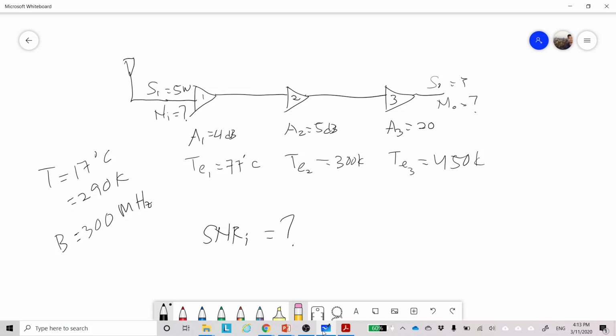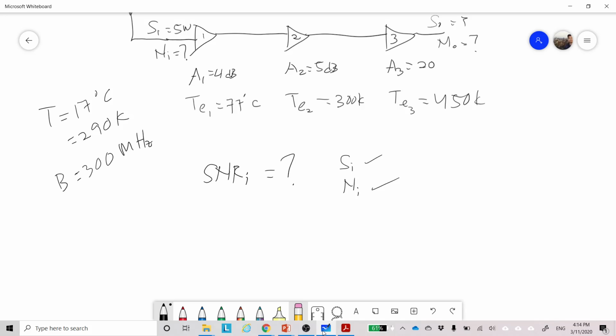So therefore, kita kena cari berapakah nilai SI, berapakah nilai NI. NI tak tahu. SI tahu kan? SI telah diberikan 5 watt. NI? Macam mana nak cari? Pelajar terkejut tengok soalan ini. Macam mana kami nak cari kalau tak ada value? Sebenarnya telah diberikan maklumat T and B. So what you need to do is find NI based on KTB.